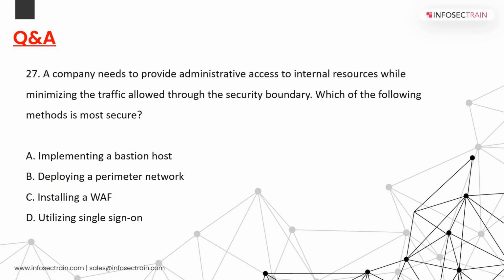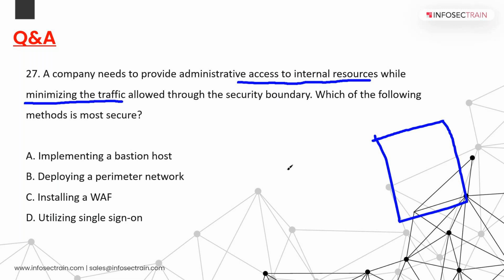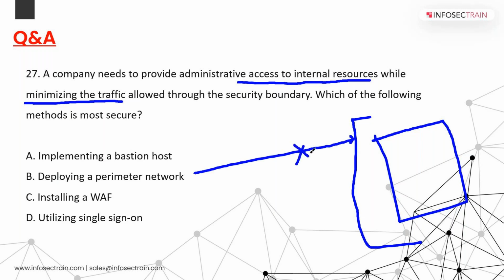A company needs to provide administrative access to internal resources while minimizing the traffic allowed through security boundaries. So what does that say? Access to the internal resources while minimizing the traffic allowed through the security boundaries. So you want a restriction. You want to minimize the traffic. Let's say, for example, there is a server, and you want to minimize the traffic through security boundaries, keeping the security boundaries so that users are minimized or restricted. Which of the following methods is more secure?